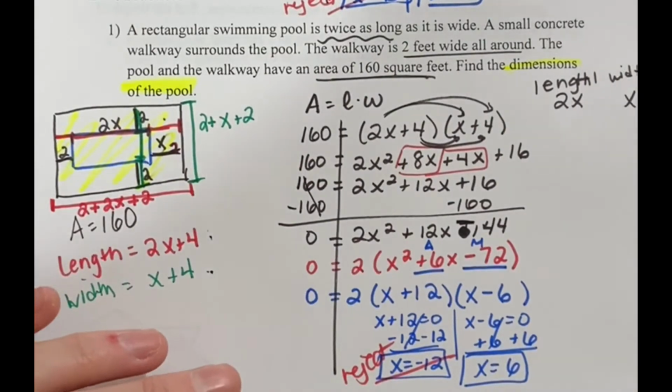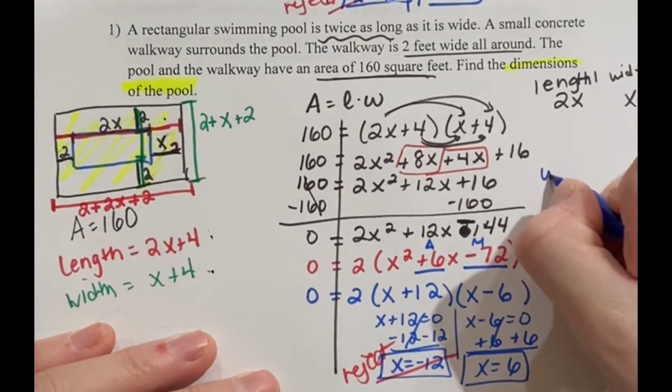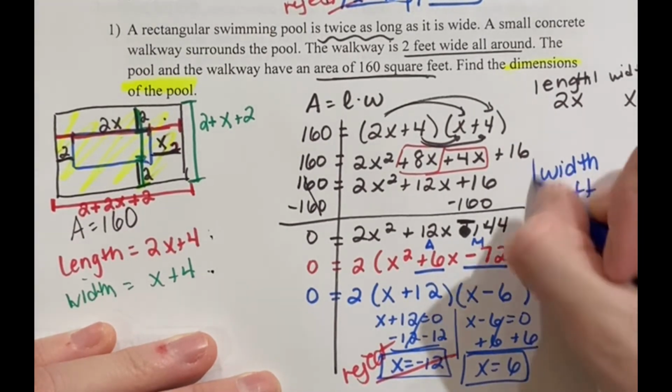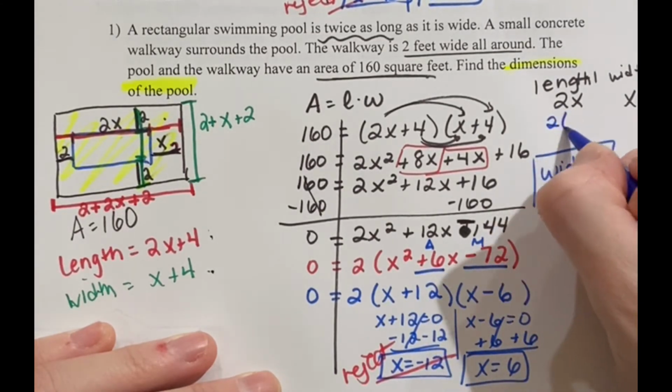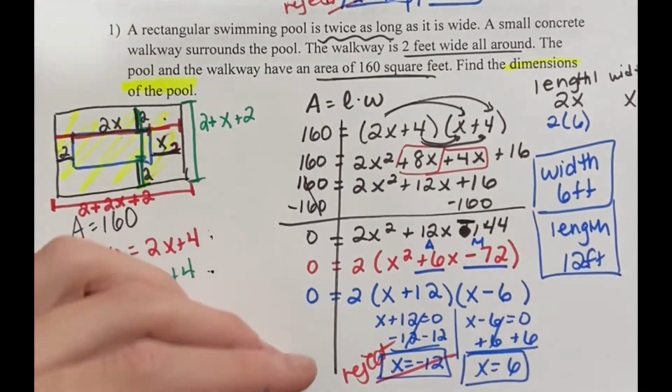So then, my width of the pool is just x, so the width would just be that 6 feet. And my length is 2x, so that would be 2 times 6, so my length is 12 feet.